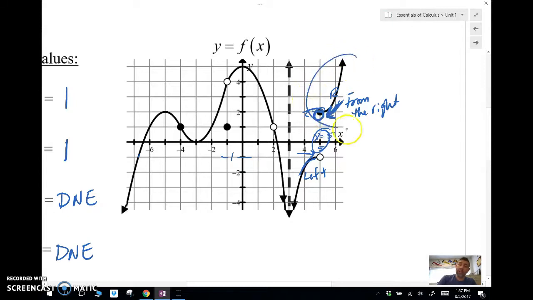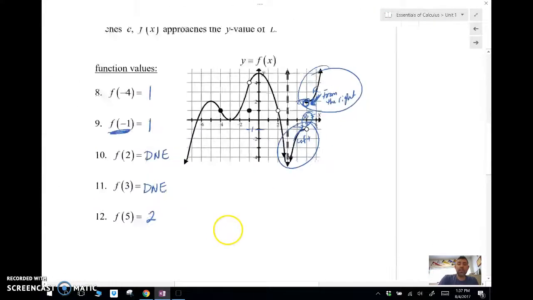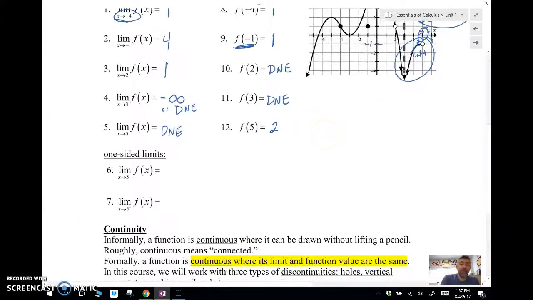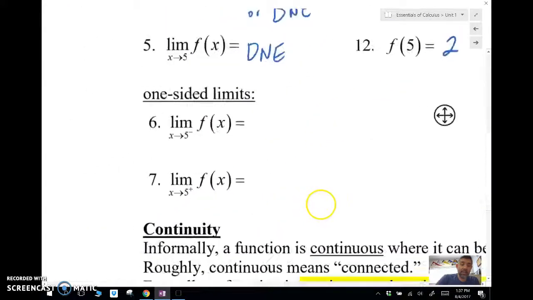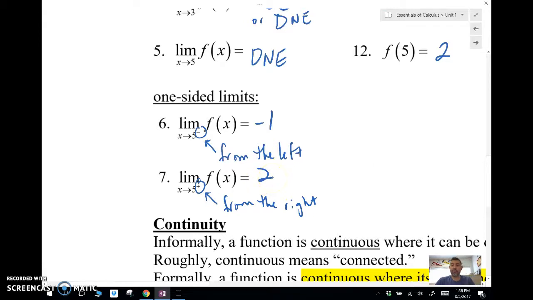So I can do a one-sided limit just from the right, and I could say that that's 2. Or I could say it's just from the left. The limit as x approaches 5 just from the left is going to be equal to negative 1. We do have notation for that. If I have a little minus sign right above the number, that means from the left, and we decided that was negative 1. And if it's a little plus sign there, it's from the right, and we decided that was 2 in our example.